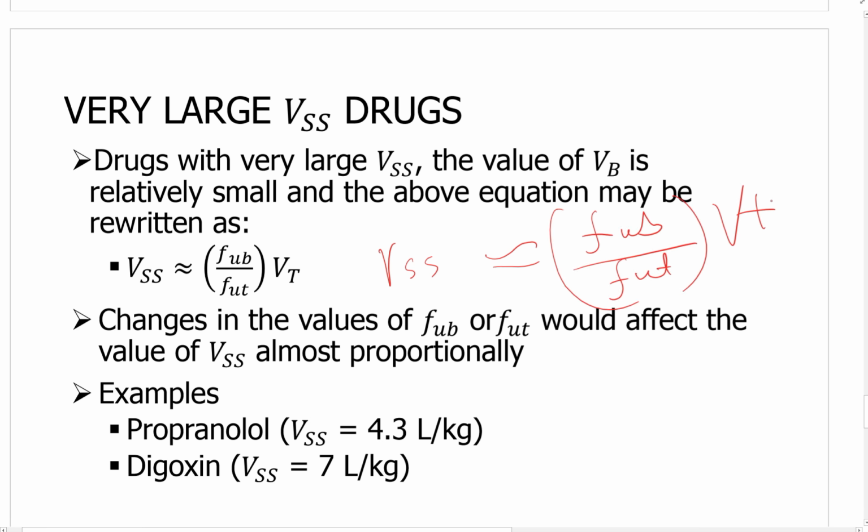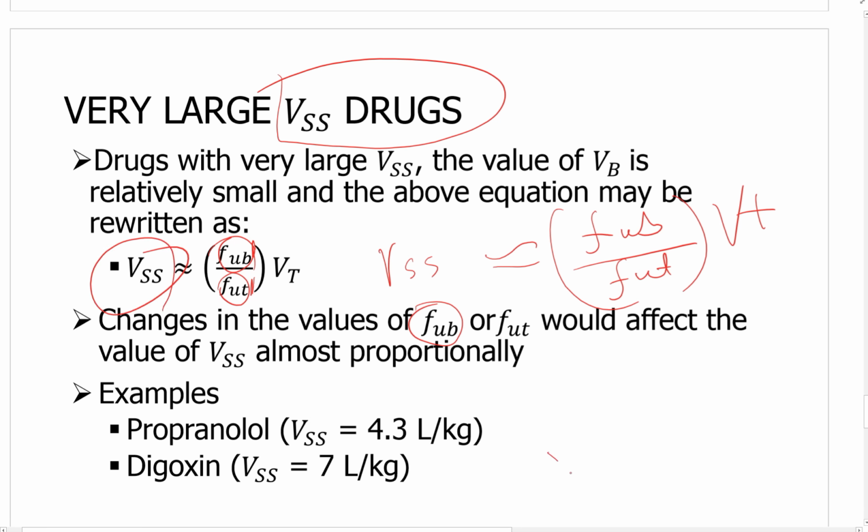So now you can see changes in this drug, FUB or FUT would affect the VSS, volume of distribution at steady state, almost proportionally. This equation you have to understand very well so that you can imagine or do the calculation, or connect the dots between what is happening when you have a very large steady state volume of distribution drug. If anything changes here, FUT, FUB, because you know that VT is not going to change, but if anything changes here, there will be change in VSS.